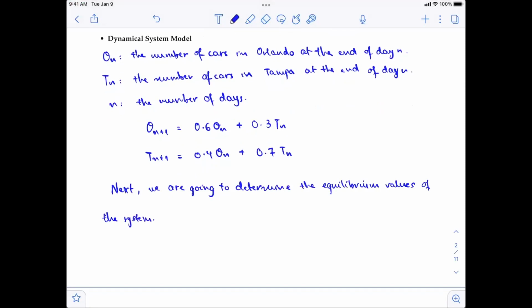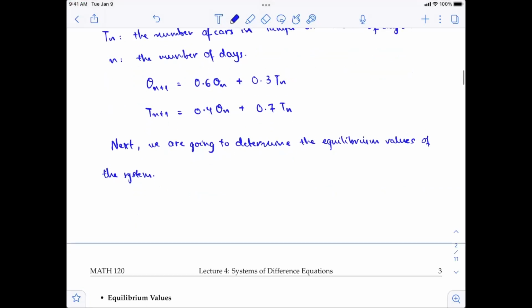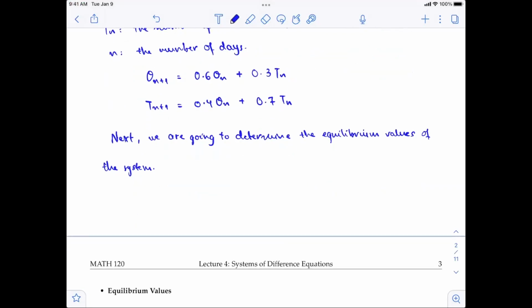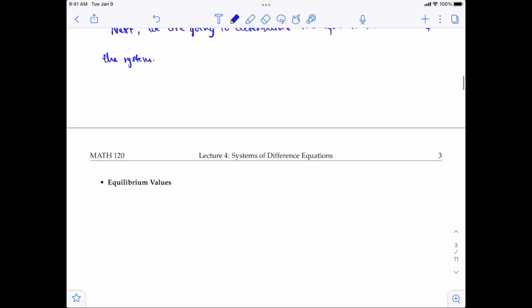So that means what you're looking for is how many cars the Orlando office and the Tampa office get as we run this model for a long period of time. All right, so a quick definition again for equilibrium values.